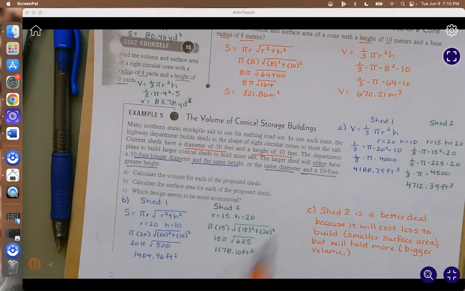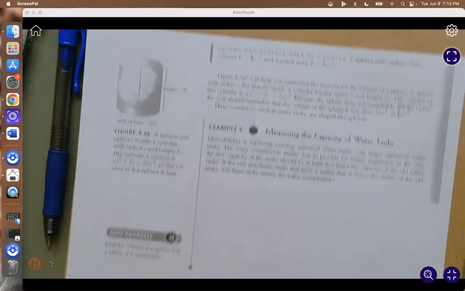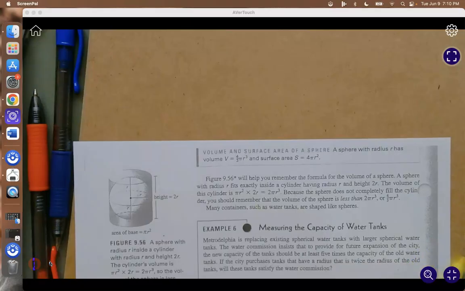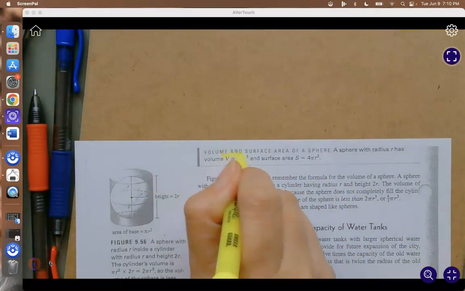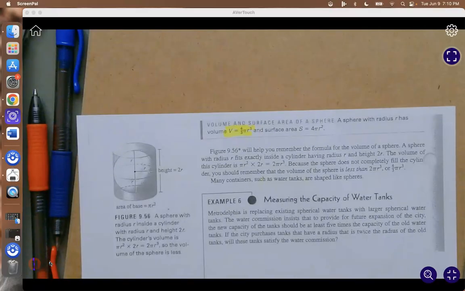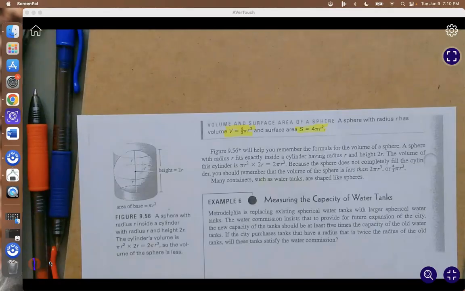Okay, so all I had to do was find volume and surface area for two things and compare them. That was all I had to do there. Okay, so let's go to the back, which is the last thing, which is a sphere. All right, so looking at the volume and surface area of a sphere, volume is 4/3 pi r cubed. Okay, 4/3 pi r cubed. And surface area is 4 pi r squared.